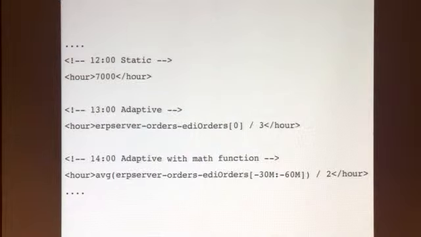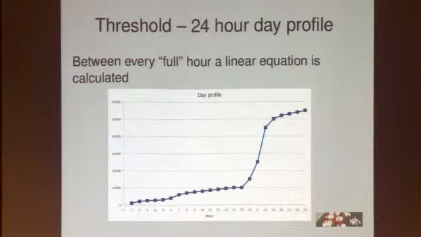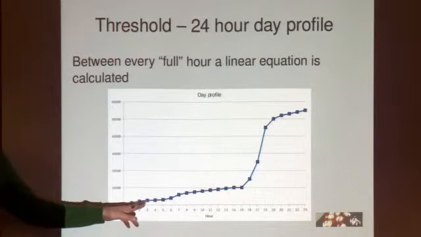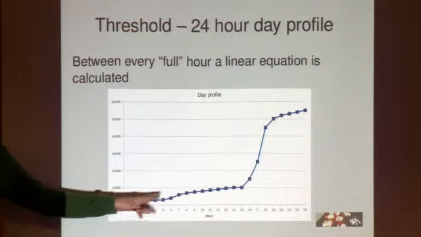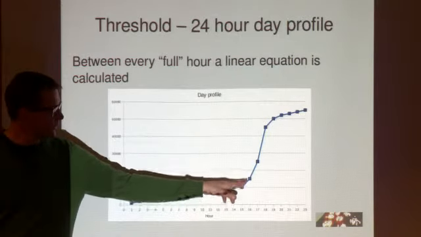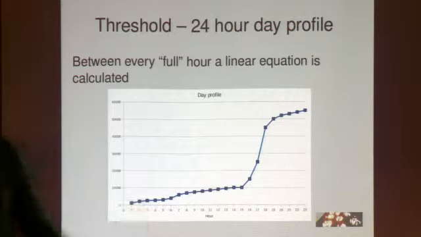The obvious question maybe now is, what happens between the hours? I chunked it up in 24-hour chunks. I specified for each full hour what it should be. And what we do is we really do a linear equation between each of these full hours. So whatever you have defined here, is it a static value or a dynamic value? You calculate, here it's easier to see, the linear equation between these two time intervals.